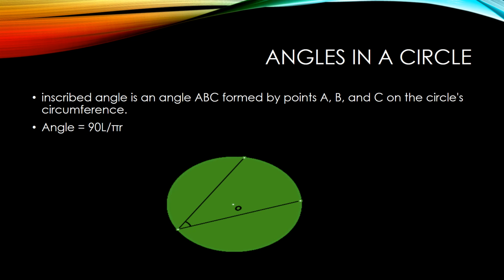A central angle is an angle AOC with endpoints A and C located on the circle circumference and vertex O located at the circle center. A central angle in a circle determines an arc AC.